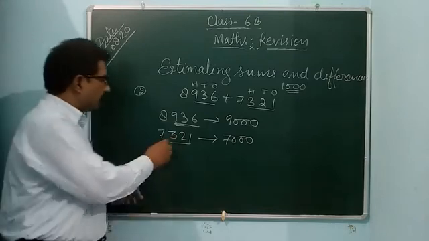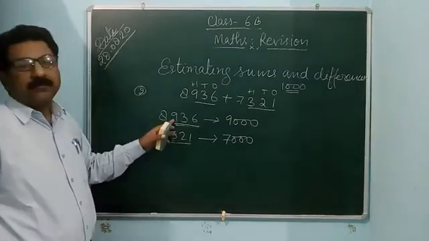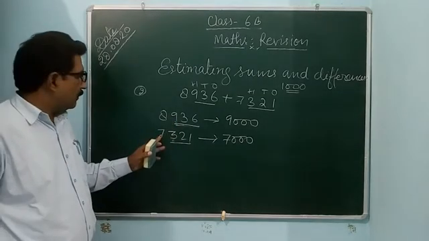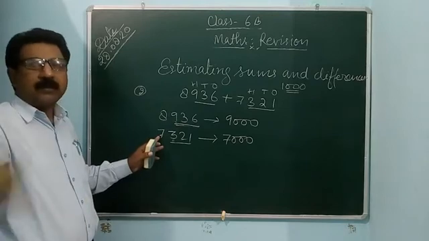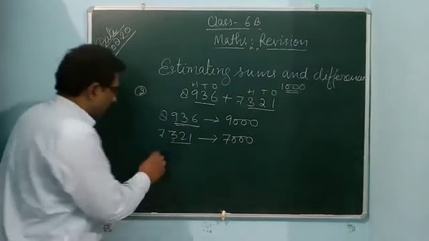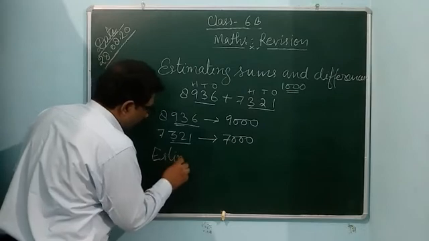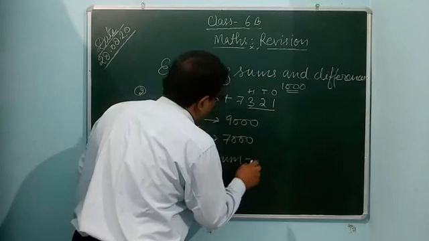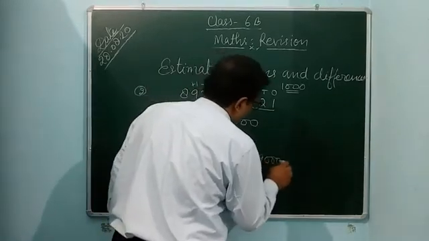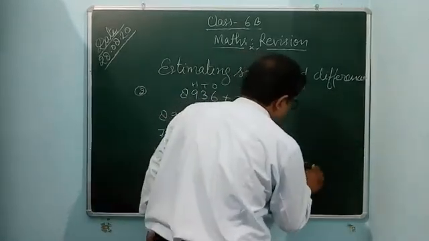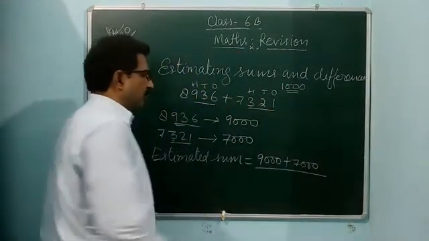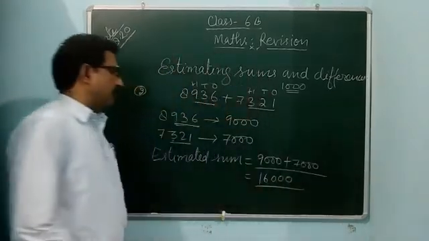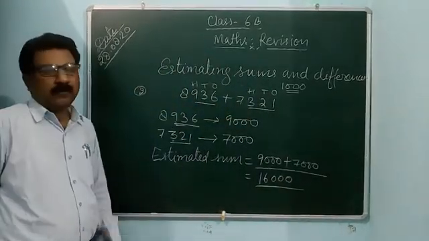If here in the place of 3, you find numbers like 5, 6, 7, 8, then 7,000 will become 8,000, and 8,000 will become 9,000. So in this way you can do. Now estimated sum. Estimated sum is equal to 9,000 plus 7,000. 9,000 plus 7,000 is equal to 16,000. So estimated sum is 16,000. In this way you can do.